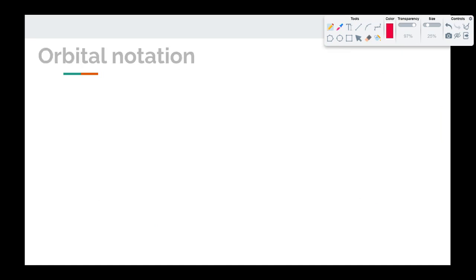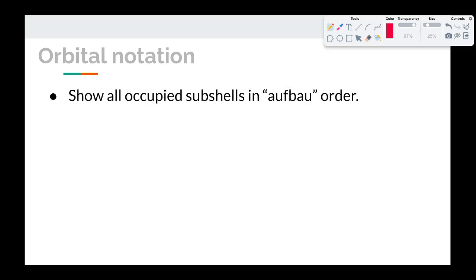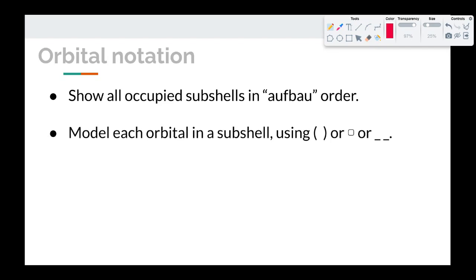Another way of describing where the electrons are in atoms that's sometimes more useful, it's also harder to make, is orbital notation. So here you're not only showing the occupied subshells in order, but you're actually modeling each orbital as a set of parentheses, or sometimes people use a box, or sometimes they use a blank.